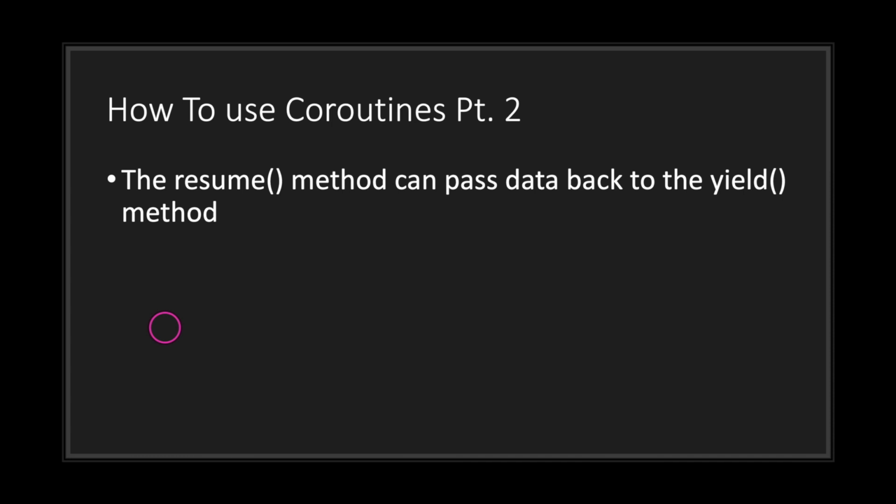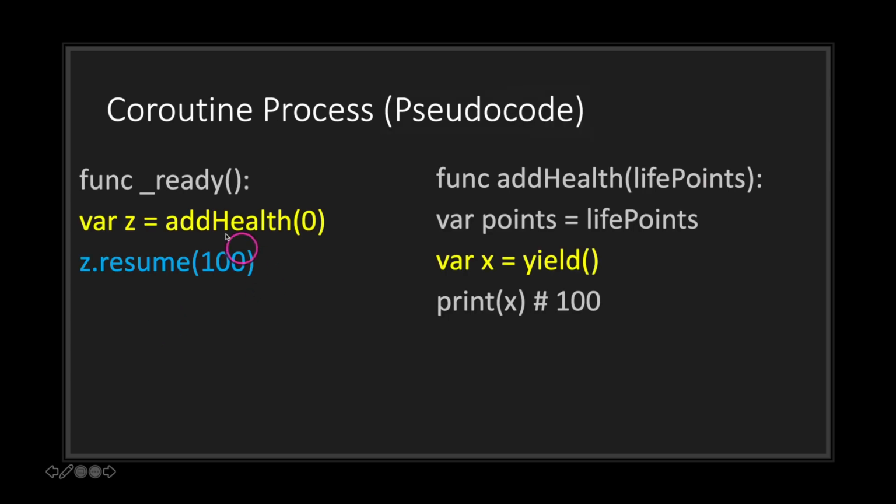Now, one cool thing about coroutines in GDScript is that the resume method can pass data back to the yield method, or the yield statement. So as you can see here, we have our variable that holds our memory object of the function state. We call the yield, and we're assigning a value from yield to a variable. As with all assignment operators, we run the code to the right of the assignment operator. So that's the yield. Basically we pause on this line of code. We come back, and the memory object is inside variable z.